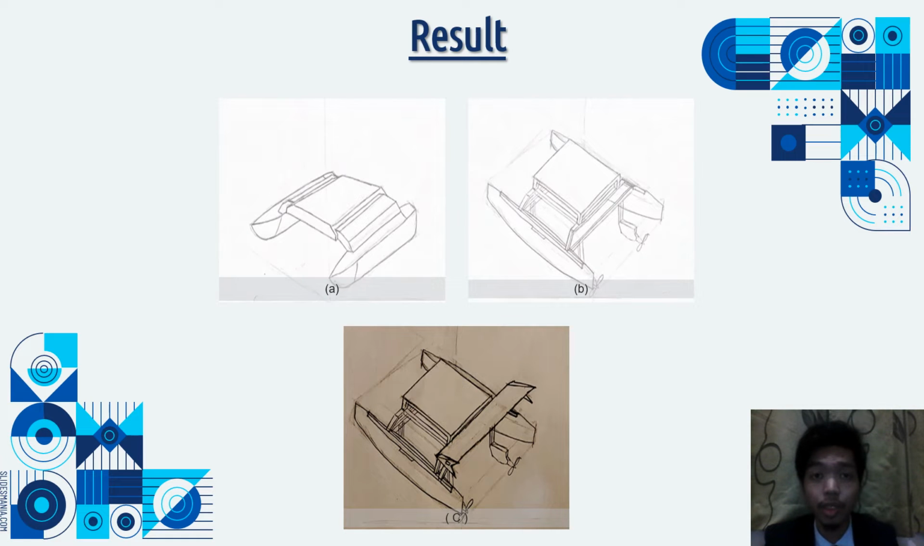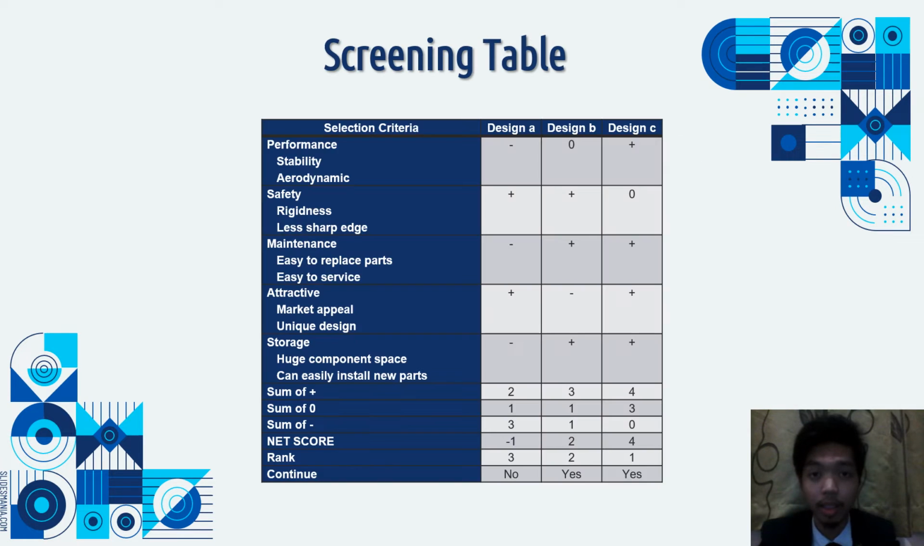Now we continue with screening and scoring method in result. This is three sketches that I produced before we proceed to screening method. This is the screening table that I use to evaluate my sketch. The selection criteria are performance, safety, maintenance, attractive, and storage.